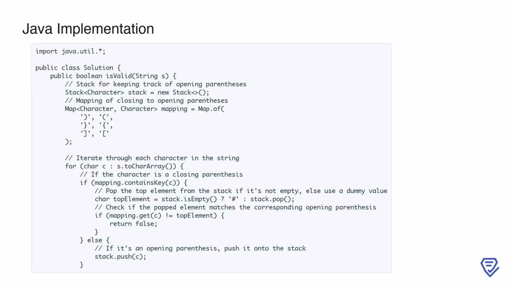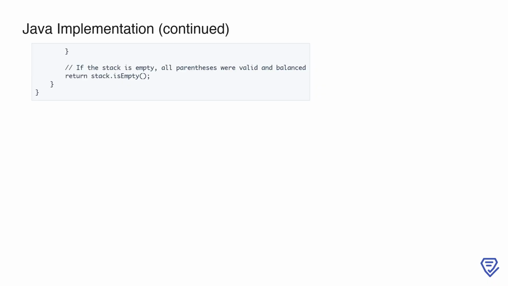After iterating through the string, the final check is to see if the stack is empty. An empty stack means that all opening parentheses had matching closing ones in the correct order, so we return true. If the stack is not empty, it indicates there were unmatched opening parentheses, and we return false. This ensures that the function correctly validates whether the input string contains balanced and valid parentheses.